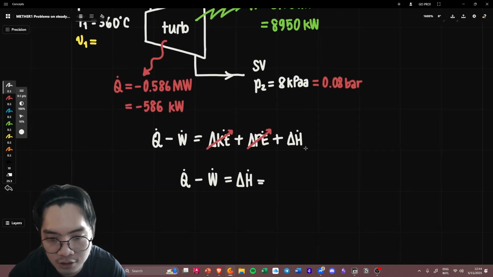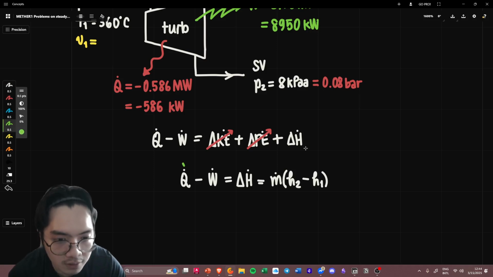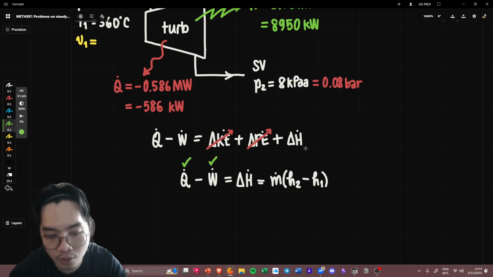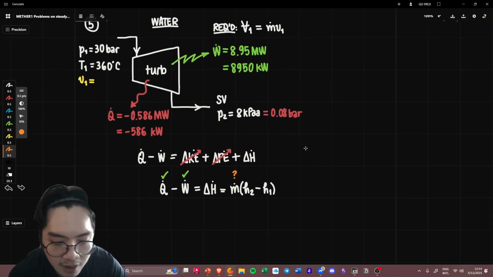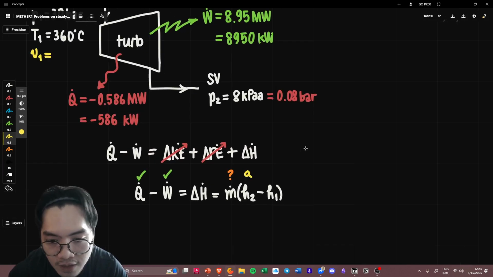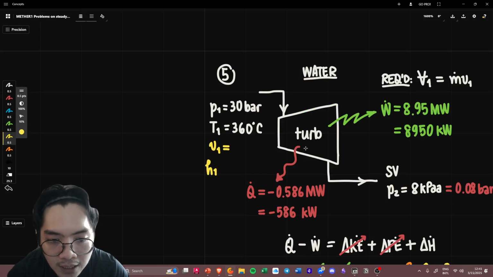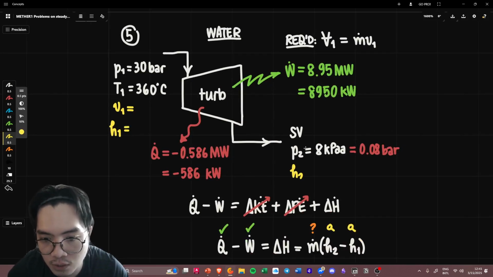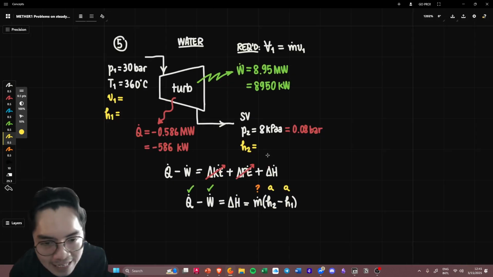The thing with delta H is that now you can see, it's just m dot times H2 minus H1. So that means we have a value of this, we have a value of this, we don't have a value of this. And this is exactly what is needed for our answer, right? We can find the values of H2 and H1 because both states here are completely defined. So we just need these three things, and this is the value of getting a game plan.